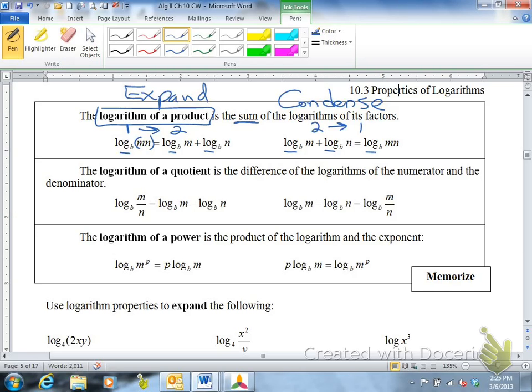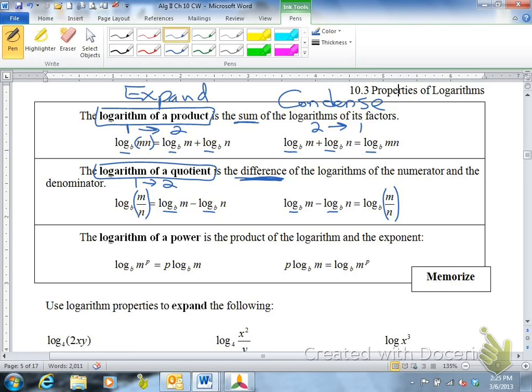The logarithm of a quotient, a quotient's a fraction, is the difference of the logarithms of the numerator and the denominator. So if you have a quotient, m divided by n, you can rewrite that, 1 log to 2 logs. You can rewrite that as a difference of 2 logs. And then you could go the other way. Over here on the right side, you have a difference of 2 logs. You can merge them to be a quotient.